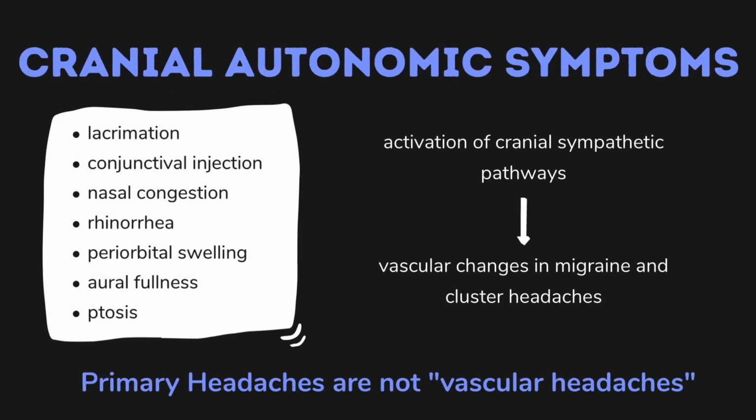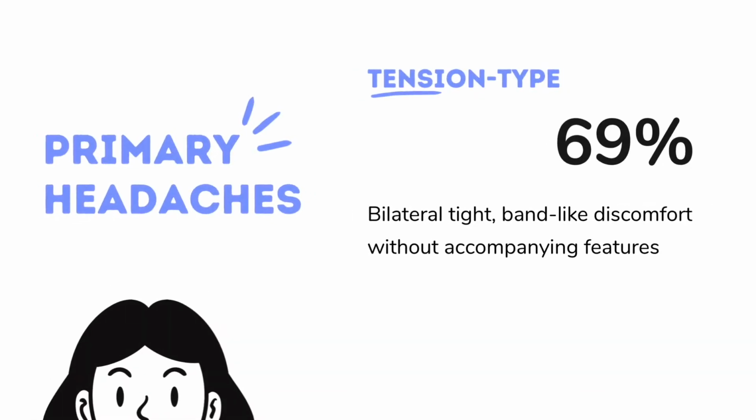There are also specific features in primary headache, which are called cranial autonomic symptoms. This is a result of the activation of the cranial sympathetic pathway from the pain, which causes vascular changes. This includes lacrimation, conjunctival injection, nasal congestion, rhinorrhea, periorbital swelling, aura, and ptosis. It is important to note that although primary headaches may show symptoms of vascular changes, it in itself is not a vascular event. It is also important to differentiate these symptoms from those of infection, such as URTI.